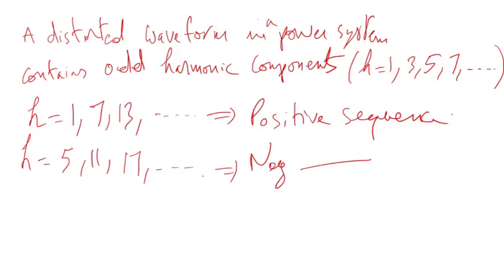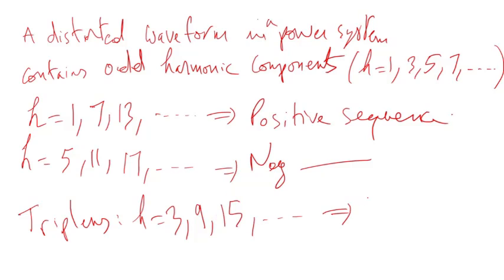H equal 5 or 11 or 17 are negative sequence. And triplets, basically h equal 3, 9, 15, so on and so forth, are 0 sequence. So they're called triplet harmonics. So triplet, that's 3 times a number, but they're odd numbers. So that's basically how you can find the harmonic phase sequence.